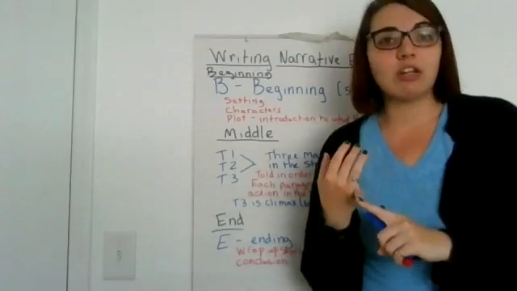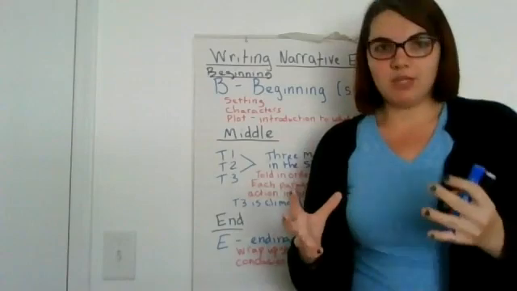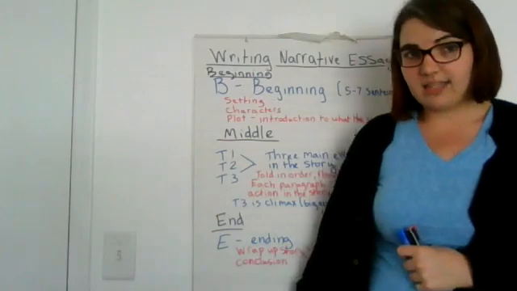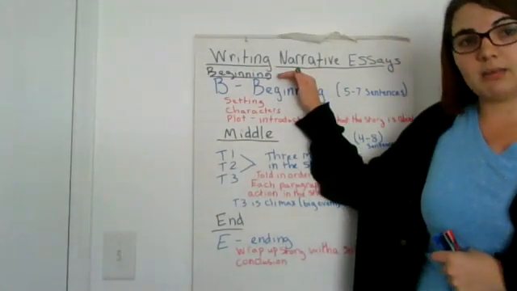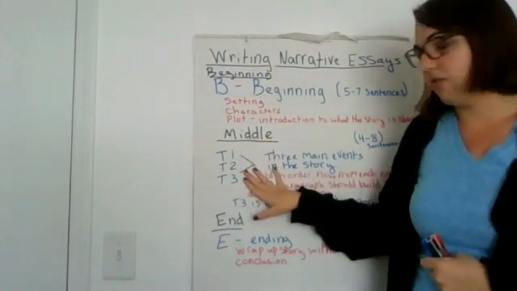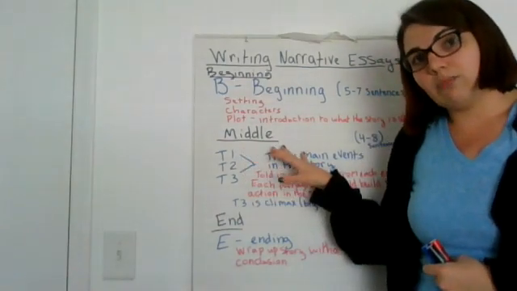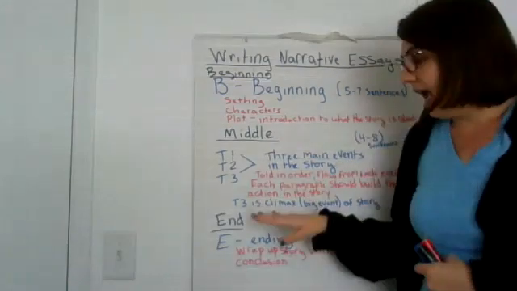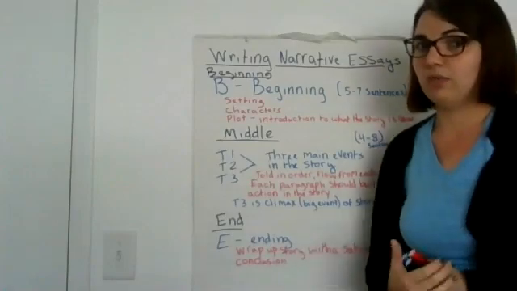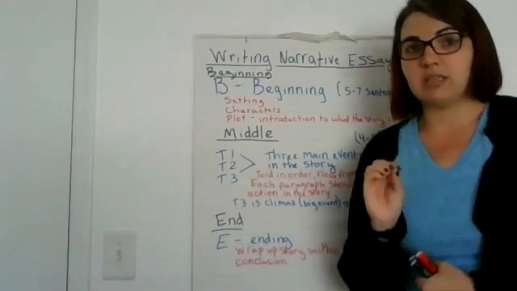You should do the same thing for your characters, for your events, for the action. Everything should be described in a way that helps me imagine it. All right, so here is our writing narrative essays anchor chart. So we have the beginning paragraph, you set up your story. Your middle is your T1, your T2, and your T3. These are the three main things that happen in your story. The events should flow. It should be continuous action, not choppy. And then you have your end with your E paragraph, where you wrap up your story in such a way that makes your reader feel like they were satisfied with the action and understand the story is complete.